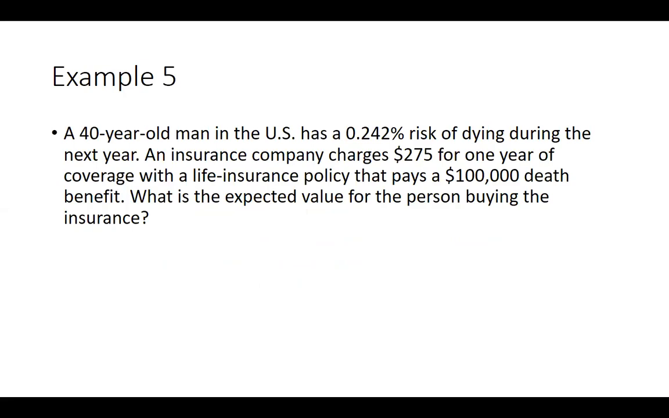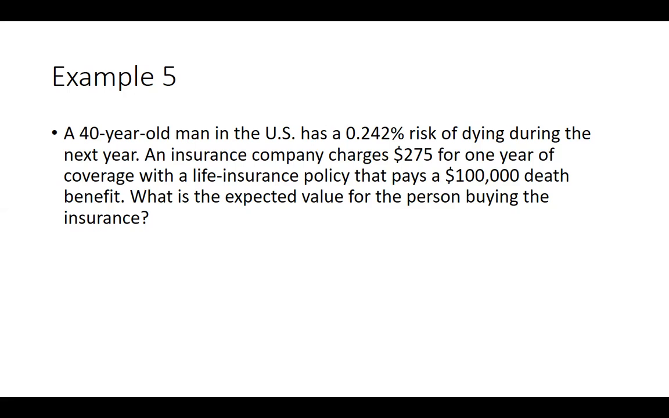Example 5. A 40-year-old man in the US has a 0.242% risk of dying during the next year. An insurance company charges $275 for 1 year of coverage with a life insurance policy that pays a $100,000 death benefit. What is the expected value for the person buying the insurance?